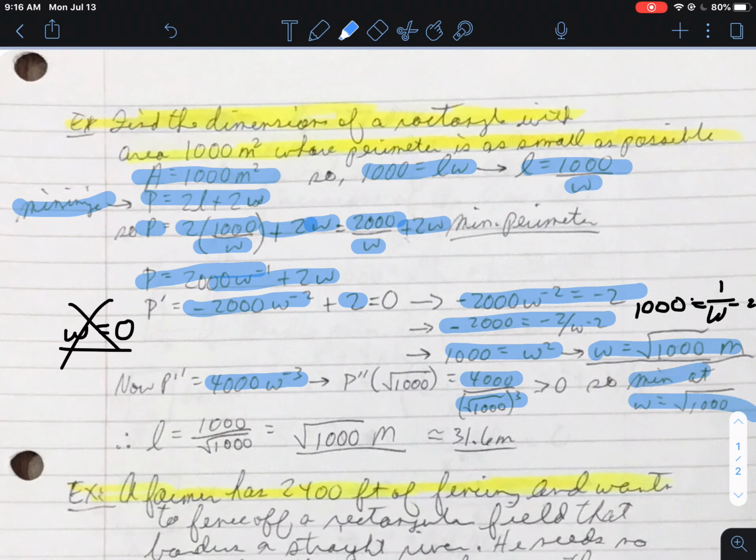But my main concern is finding the value. So W is the square root of 1,000. That's the width of our rectangle. We can then come back up here and substitute in place of W. So I'd have L equals 1,000 over the square root of 1,000.